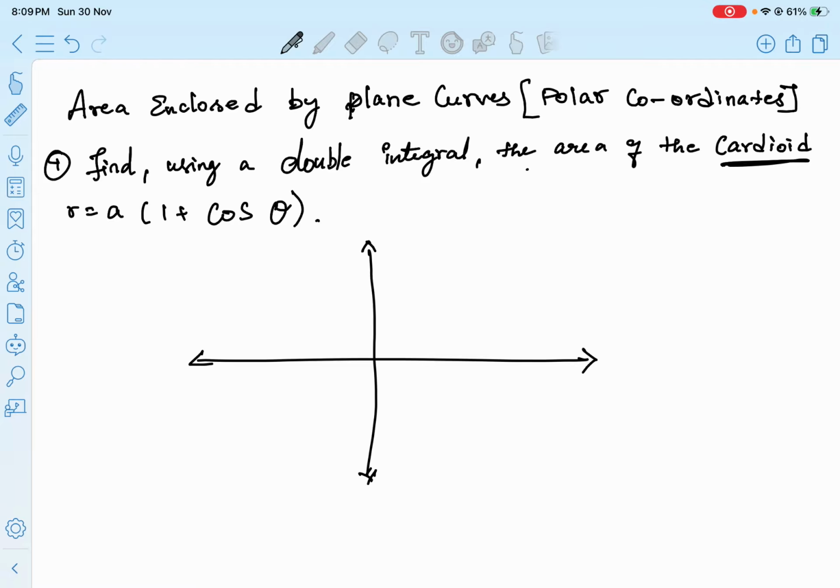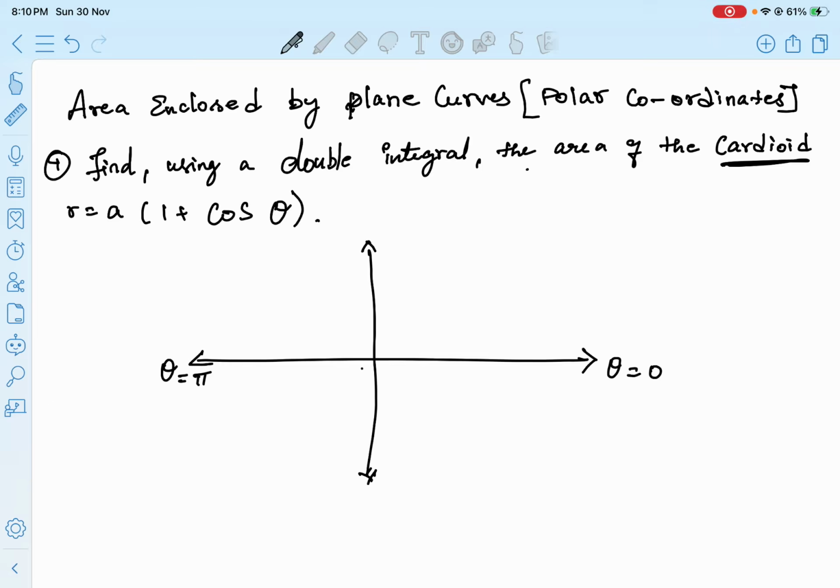Usually this will be your x and this will be your y, right? So here we are going to use our theta because it is in the cos theta, sin theta form. So this side is going to be your theta and this is also your theta. This theta is your 0 and this theta is your pi. So the line is from pi to 0, 0 to pi.